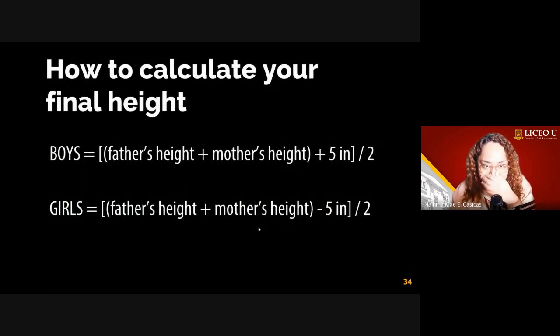So how do you calculate your final height? Just a bit of trivia. How do you know how tall you really are, like your finish line, when you can't grow anymore? For the boys, you get your father's height and your mother's height. The father's height is the same for boys and girls, but the adjustment differs. For the boys, you add 5 inches, and for the girls, you subtract 5 inches, and then you divide it by two.